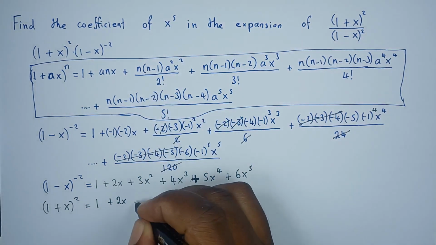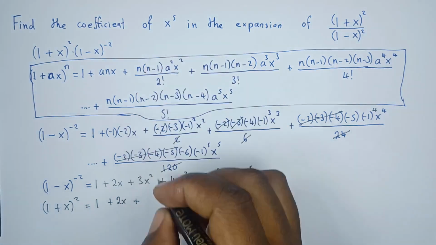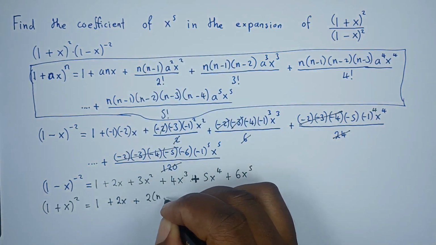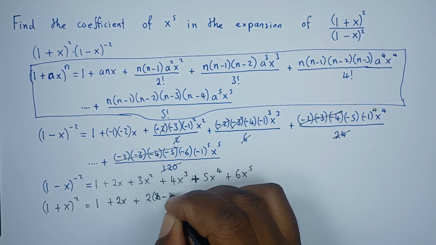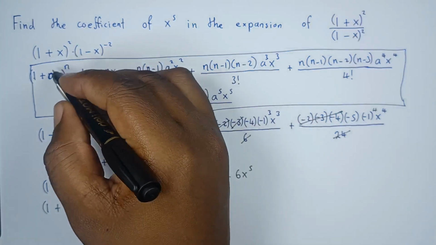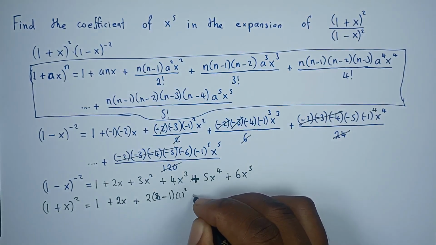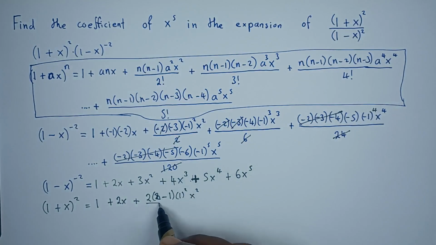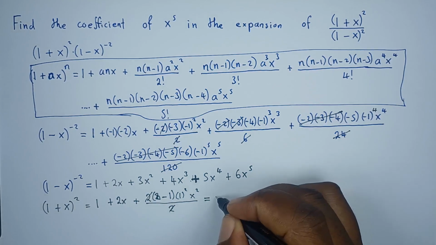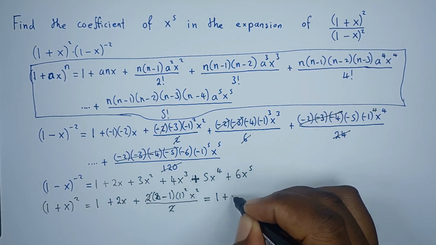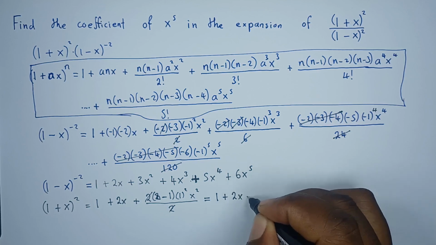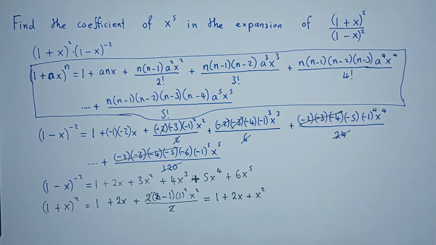Let me just write it. What I'm saying is we'll have 2, open bracket, 2 minus 1. A, remember, A for this one is 1. So that's just 1 squared, x squared, and all this is over 2. Meaning that 2 minus 1 is 1. So these two will cancel, giving us 1 plus 2x plus x squared.